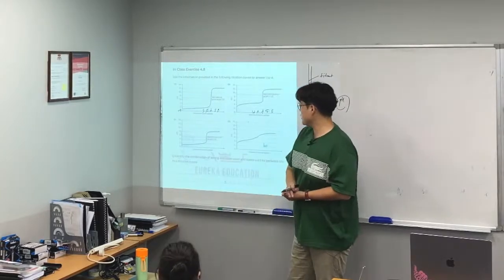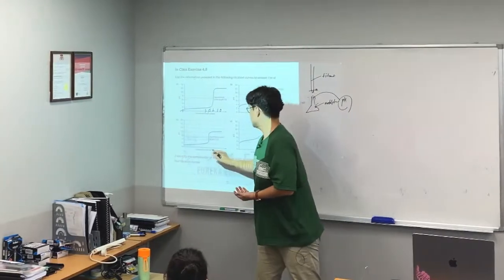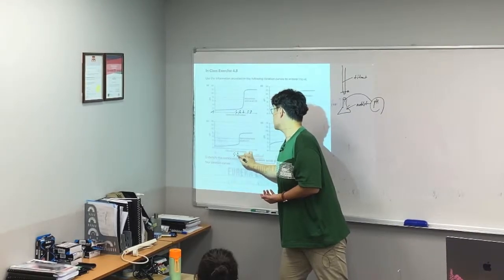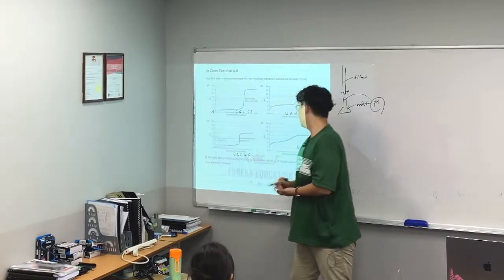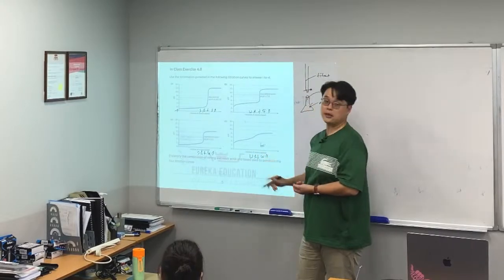Okay, what about this one? The equivalence point is lower than 7, indicating what? This is a strong acid plus weak base. Then lastly, this is weak acid and weak base. Easy.